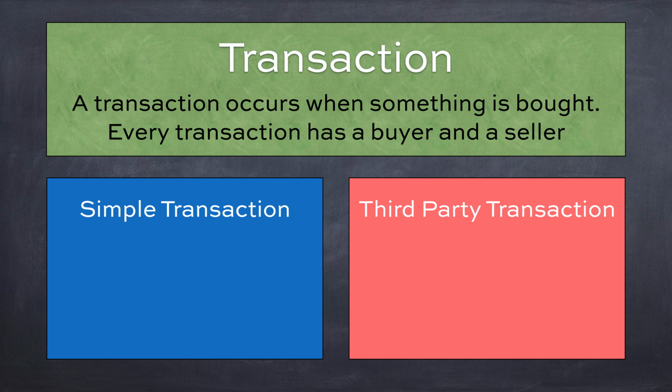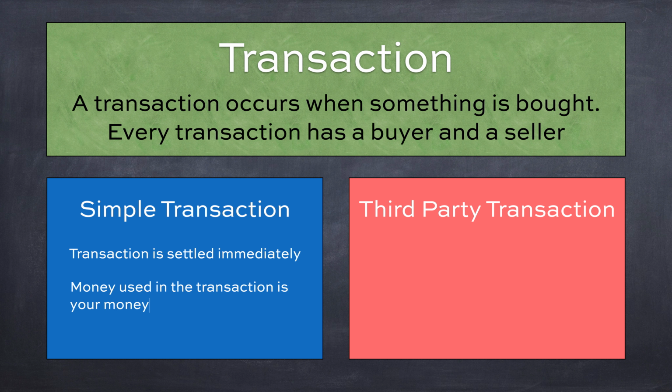A simple transaction is a transaction that is settled immediately. So you go into a store, buy something, and the transaction is settled. And another thing about a simple transaction is that the money used in the transaction is your money, or the buyer's own money that's used in the transaction.